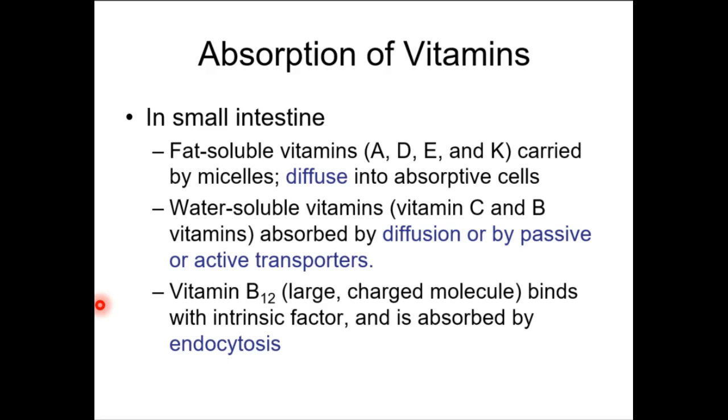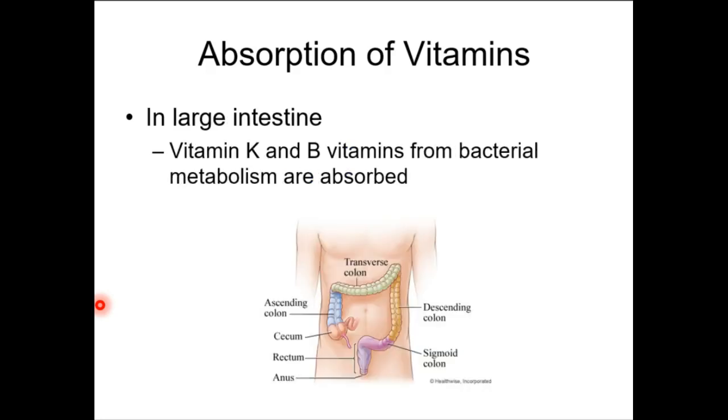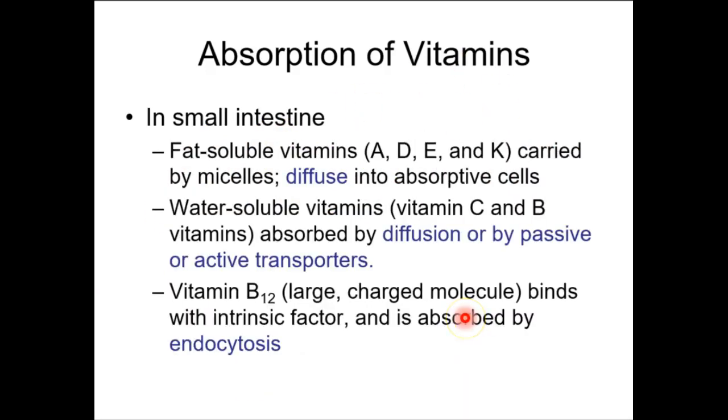I already mentioned the importance of vitamins K and B in the large intestine. Also in the small intestine, vitamins A, D, E, and K, vitamin C and some B vitamins, diffusion or active transporters, vitamin B12, absorbed via endocytosis. I do have some things highlighted in blue here. Diffuse, this word's highlighted. Diffusion or by passive or active transporters, that is highlighted. Endocytosis, that is highlighted there as well.